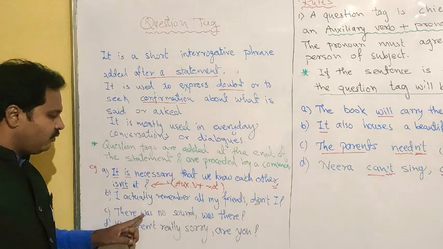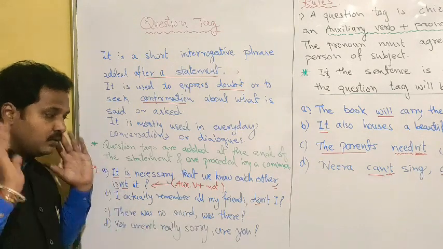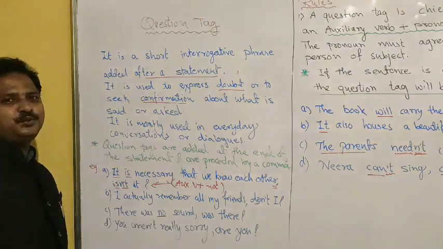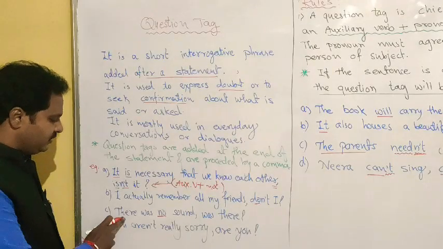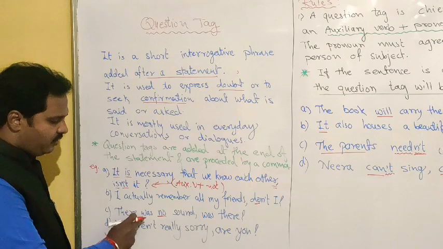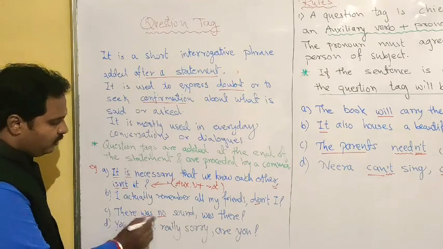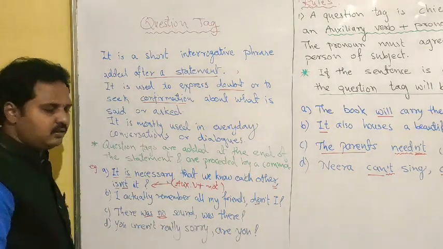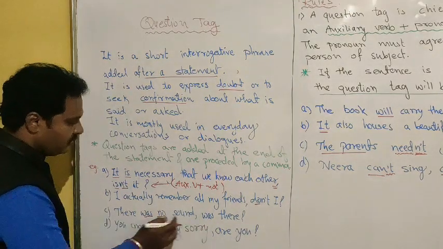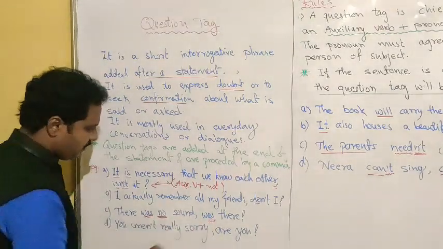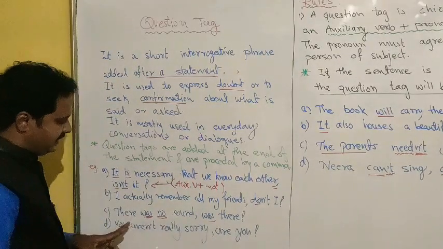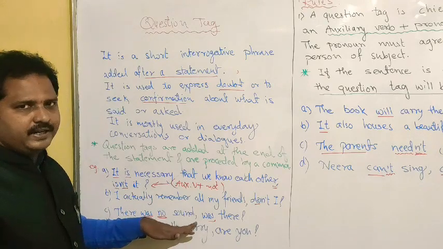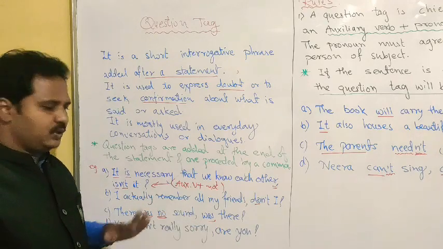There was no sound. Here we can see the word not is used. So once again, see, it is past tense. There was no sound. Then we should not use not here, wasn't. So we put the word was: there was no sound, was there? It is actually a negative sentence, that's why we put the positive tag here.